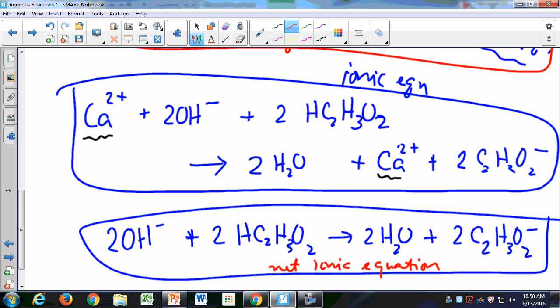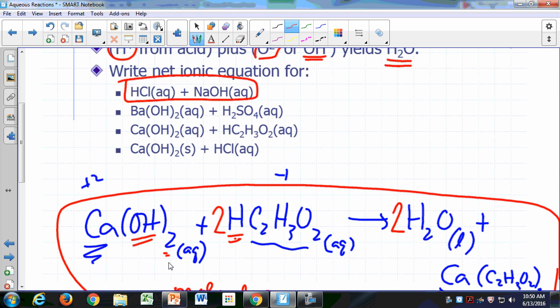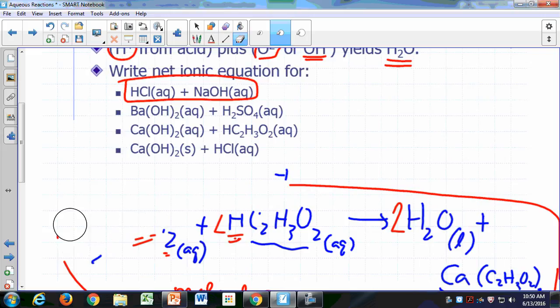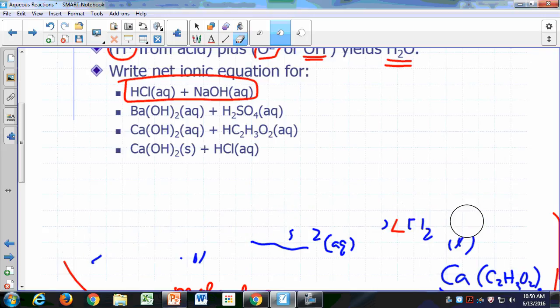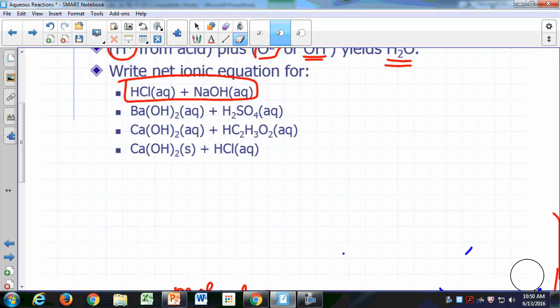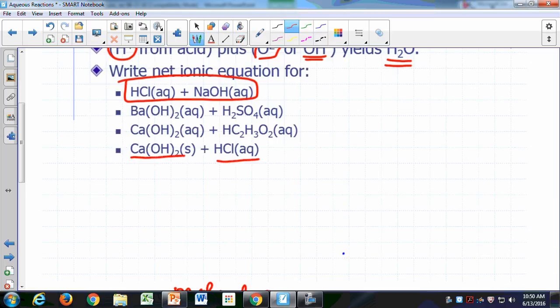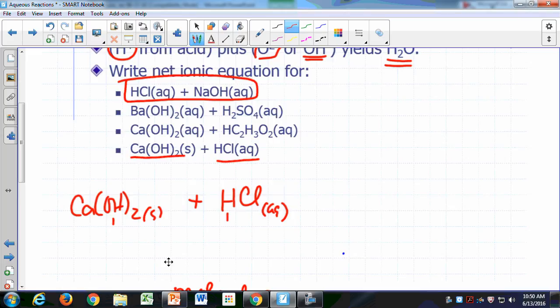Okay, so finally, last example here, calcium hydroxide solid. This time, you're dealing with a solid calcium hydroxide and you add hydrochloric acid to it. So the hydrochloric acid is an aqueous solution, but your calcium hydroxide is a solid. So your calcium hydroxide solid plus HCl, aqueous. Your H plus combines with the hydroxide to give you water.